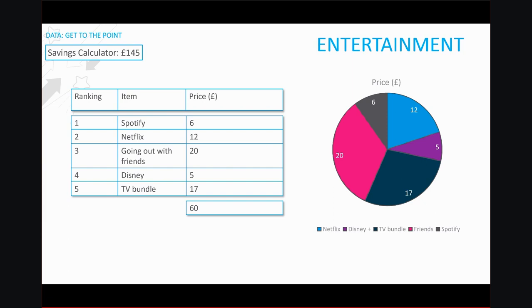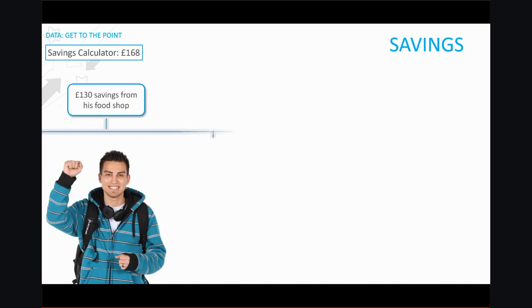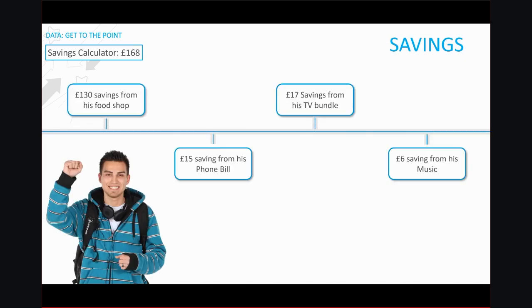And let's see Kevin's saving chart. Woo! Kevin did it! He's got £168 saved. £130 from his food shop, £15 from his phone bill, £17 from his TV bundle, and £6 from his music. And I don't know about you, but this has motivated me to be able to look at what data I have available and see if I can save any money based on this budgeting.